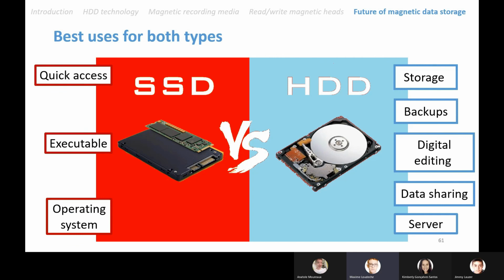Since both types are divergent in terms of performance, their use also differ. On one hand, SSD with their fast access to memory and reading rate are appropriate to everything which is associated to quick access, executables, and operating system in a computer. On the other hand, HDD, which benefit from a large storage capacity and a democratic price in comparison, are usually used for big storage, backups, digital editing, data sharing, or server applications.